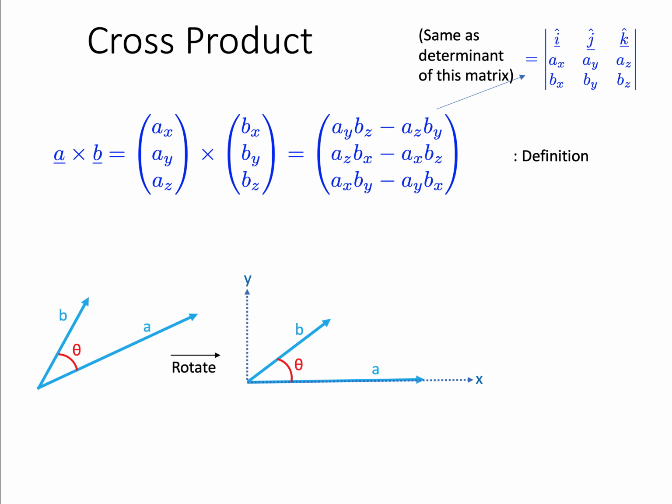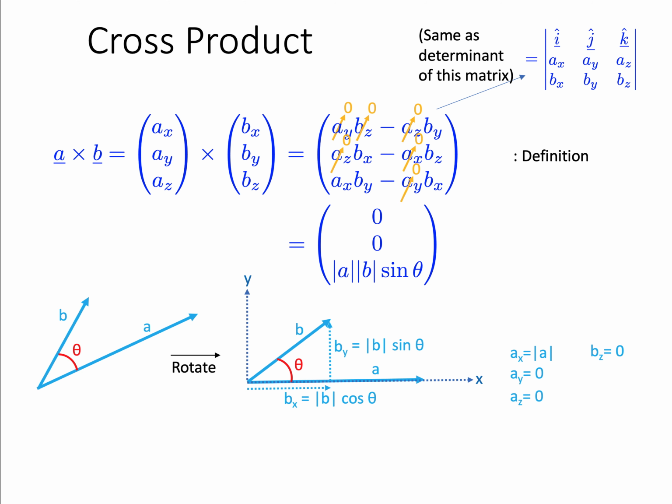Exactly as in the dot product video, we work out the components AX, AY, AZ, and BX, BY, and BZ. Now, putting these results into the definition equation, the only term that doesn't go to 0 is the term AX BY at the bottom, which becomes AB sine theta. And we can see the result is a vector in the z direction, which is coming out of the page and is perpendicular to both vectors A and B and is the size of this parallelogram.